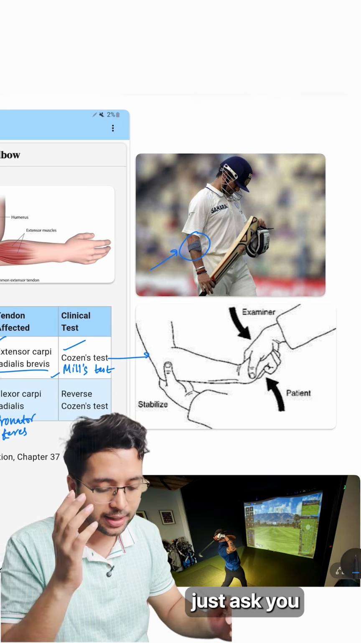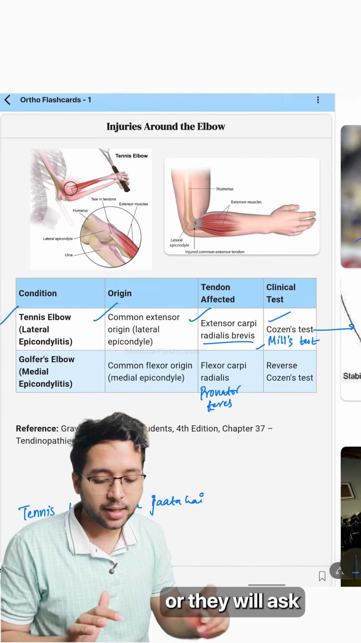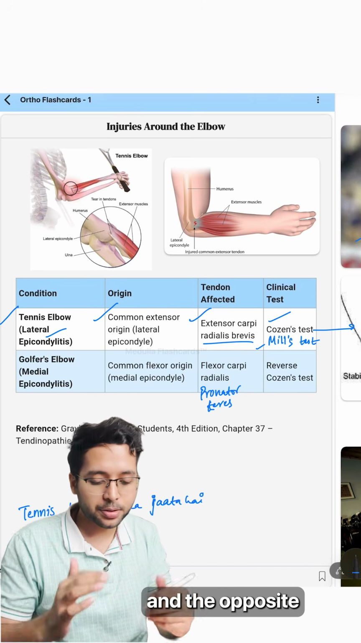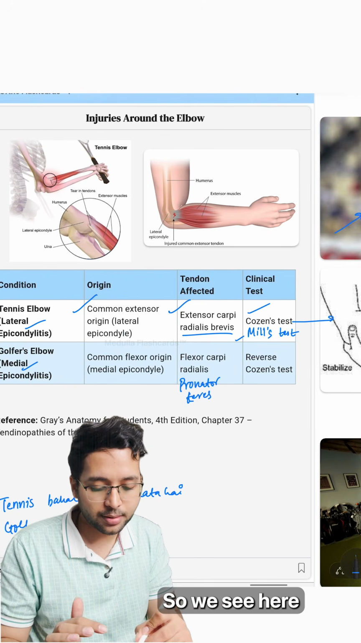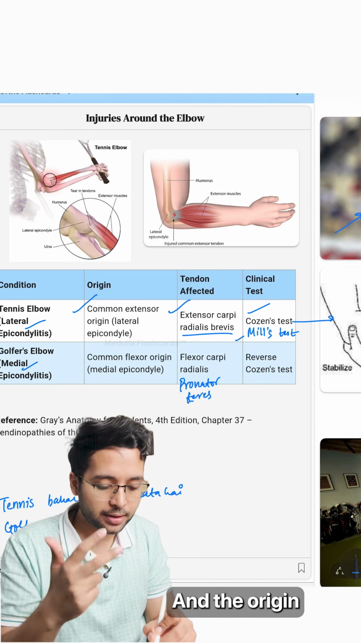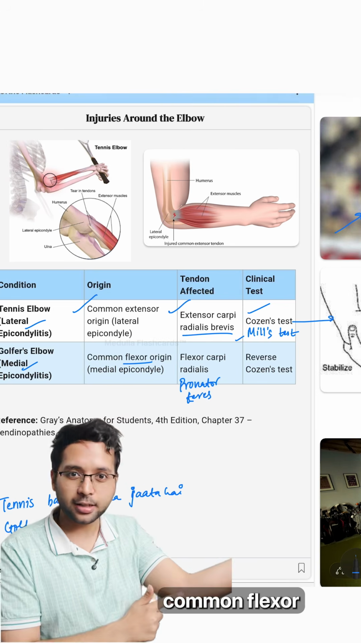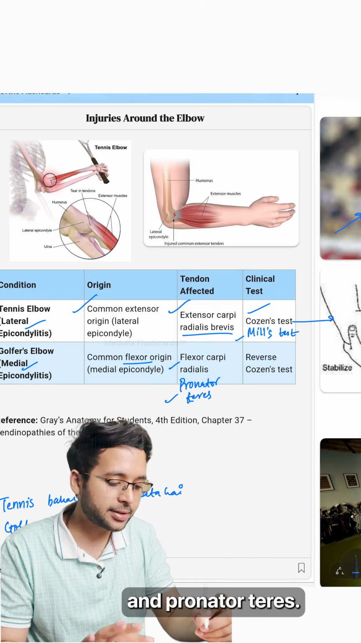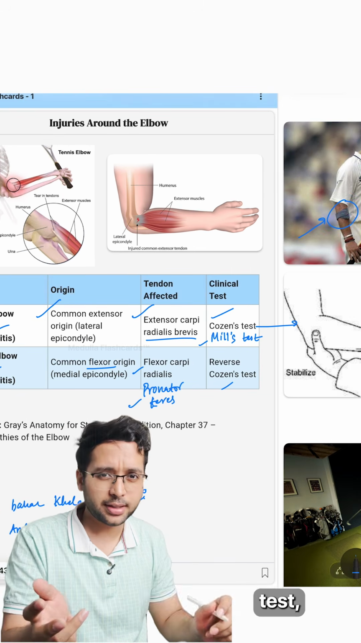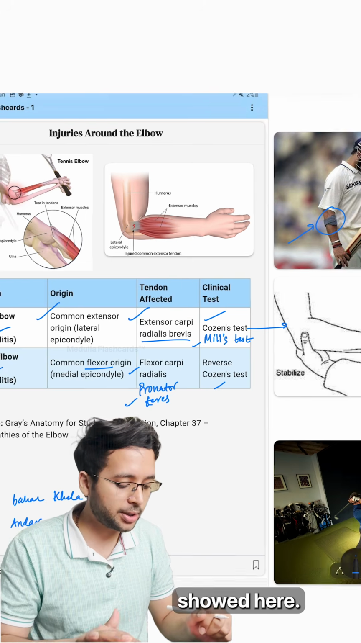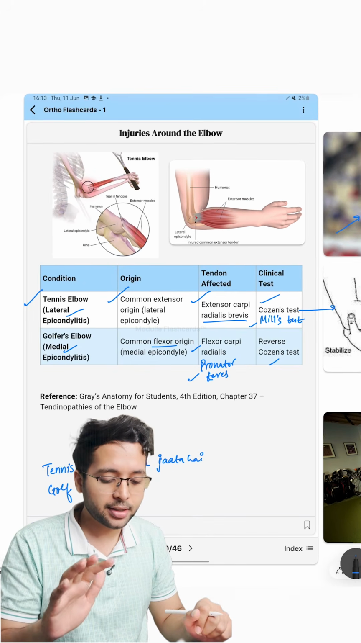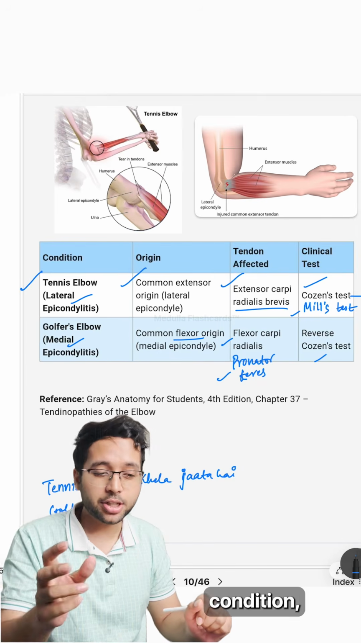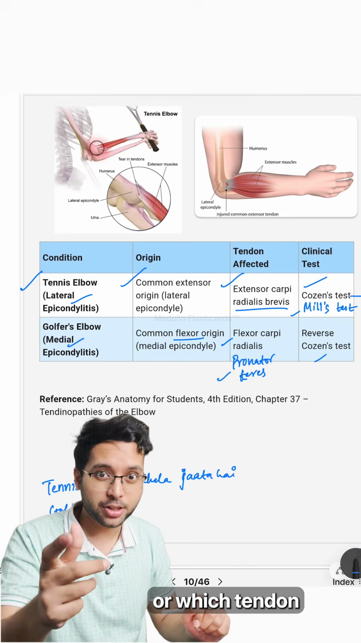But in the exam, they will just ask you which test it is, or they will ask lateral epicondylitis is called what? Tennis elbow. So you just have to remember the word. Lateral is tennis, and the opposite of it, medial, is of course golfer's. So here we see medial epicondylitis, golfer's elbow. The origin of the tendons is of course the common flexor origin. The tendons affected are flexor carpi radialis and pronator teres. And the clinical test to do is of course the reverse Cozen test. This is the opposite of the one which I showed here. And in NEET PG NICT, they will limit you to just this: lateral epicondylitis is which condition, or which muscle or tendon is involved.